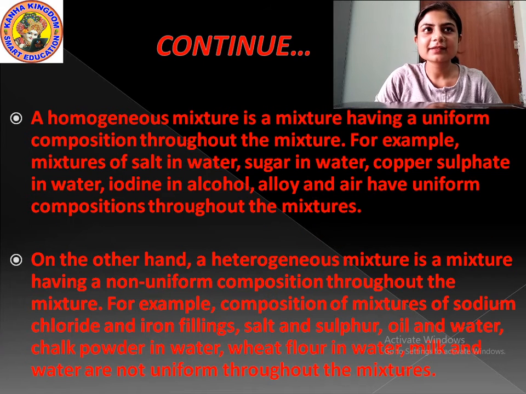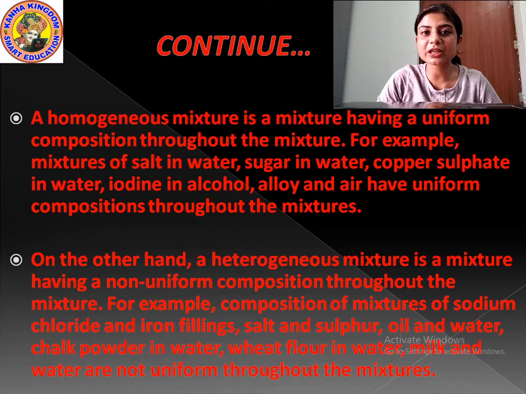Students, the answer is, a homogeneous mixture is a mixture having a uniform composition throughout the mixture. For example, mixture of salt in water, sugar in water, copper sulfate in water, iodine in alcohol, alloy and air have uniform composition throughout the mixture.